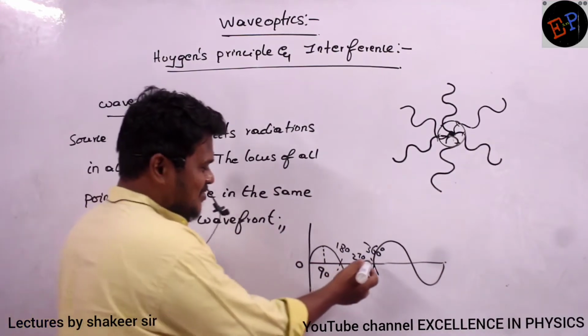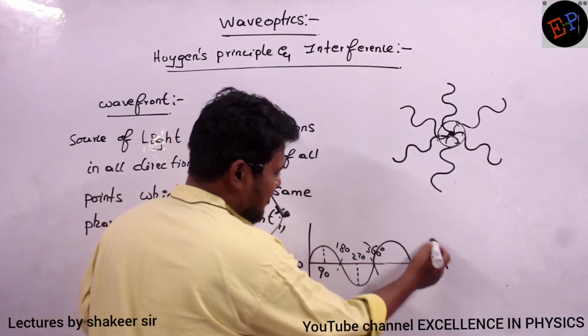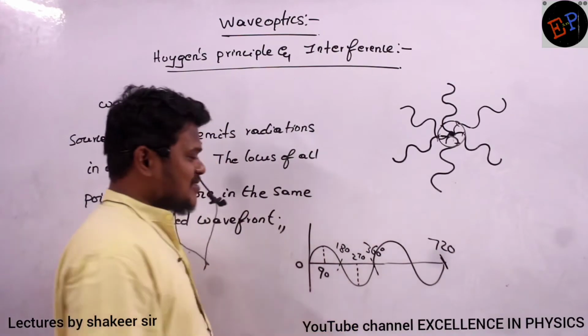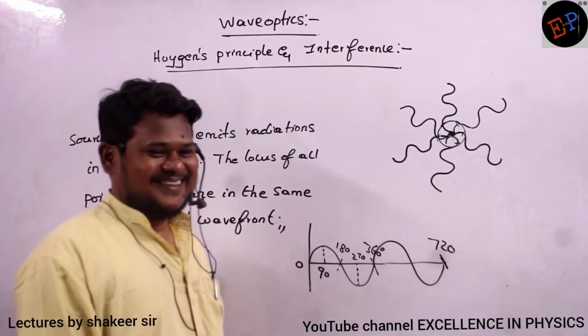720. Up to here 360. Now after two waves it is 720. 360 plus 360.